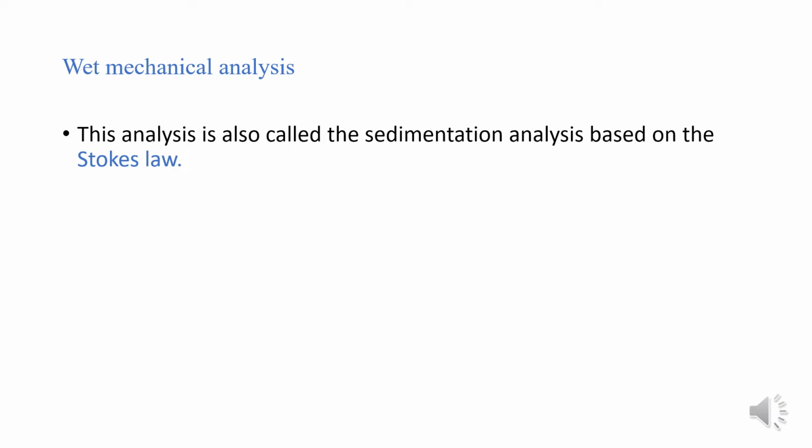So in the sieve analysis, the finest sieve size that we use is 75 micron or 0.075 millimeter, right? If the soil portion passes the 75 micron sieve, we carry out the hydrometer or the pipette analysis, which we also call the wet mechanical analysis. This analysis is based on Stokes' law, and it is also the sedimentation analysis.